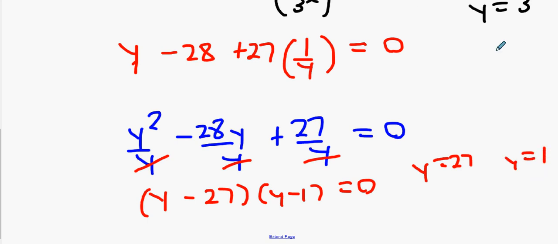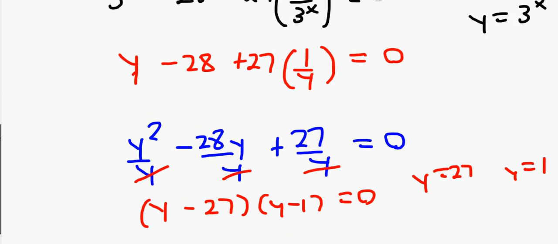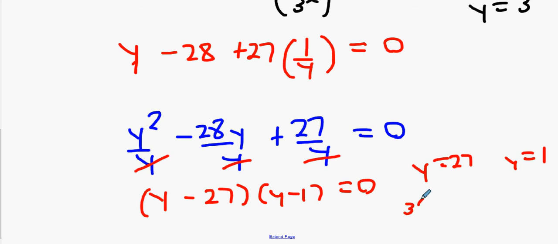What was the substitution I used? 3 to the power of x equals 27. And what is 27? 3 to the power of 3. This implies that x equals 3.